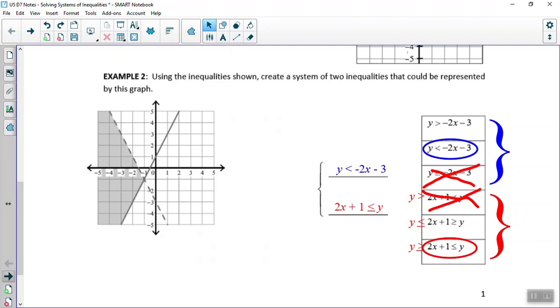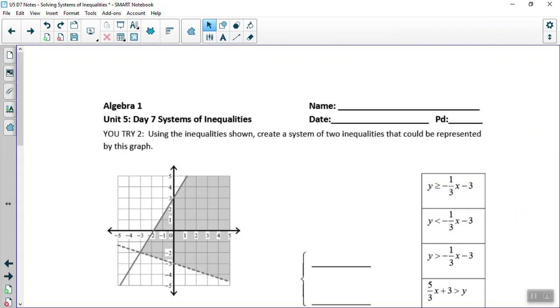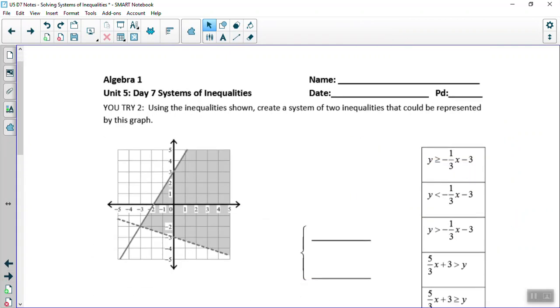Okay. Let's go to the next one. All right, here's another one just like it, and I'll have you go back and do that one on your own once we get through the rest of the notes.